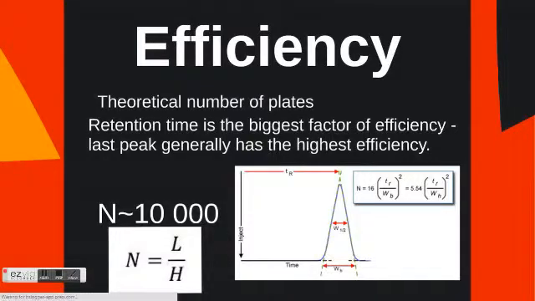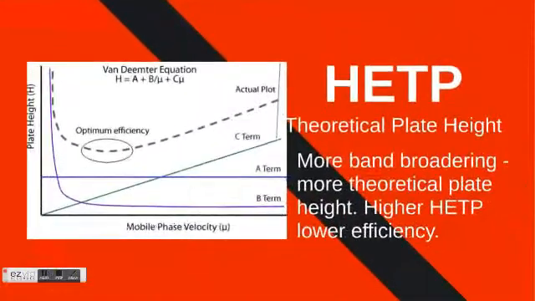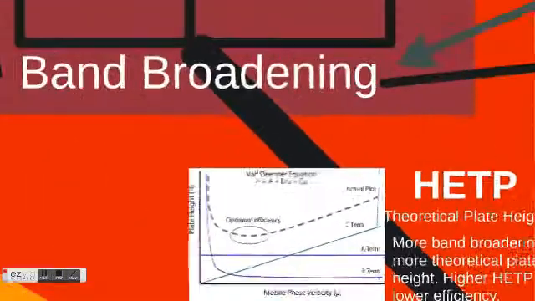Efficiency is predominantly affected by mechanical parameters. Band broadening can be seen in the Van Deemter equation. This equation is used to measure band broadening using three main processes, A, B, and C, which give rise to a theoretical plate height. The more band broadening, the more theoretical plate height, which shows less efficiency.